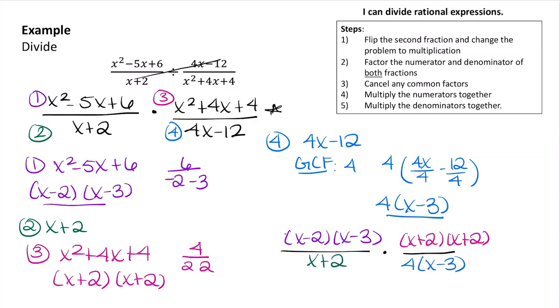Okay, so now let's go ahead and cancel our common factors. So x plus 2 will cancel. x minus 3 will cancel. So in the numerator, all we're left with is x minus 2 times x plus 2, and in the denominator we have 4. Okay, so let me go ahead and write that out. x minus 2 times x plus 2, and then in the denominator we have 4.